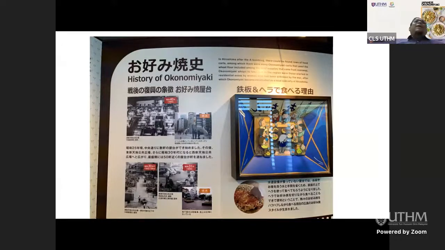That's what okonomi means, you can put anything, whatever they had at the time, cabbage and maybe toge, moyashi. So they used bean sprouts, the kind of food that was available.